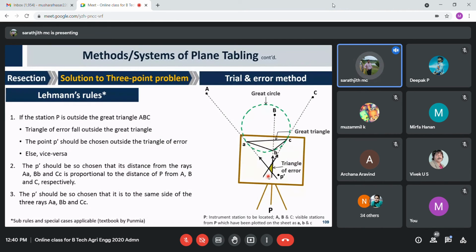Also, I have mentioned only the three major points. There are sub rules and special cases for the Lehman's rule. I'm not going into that detail because we will not be doing that. But just for your understanding, I have picked the important rules. If you want to read about it, you can read the textbook by Punmia. In that, the special cases and sub rules are mentioned. Is that okay? The three-point problem.